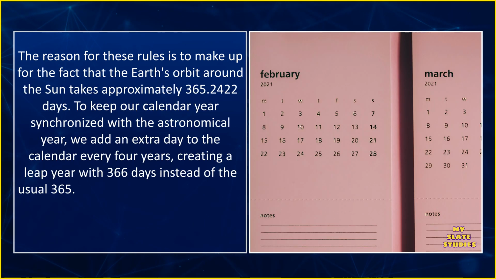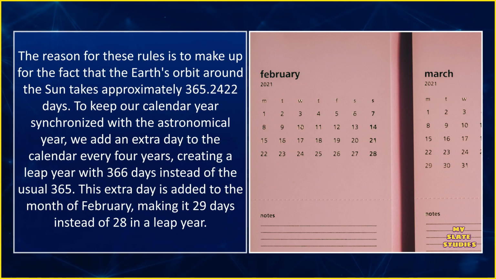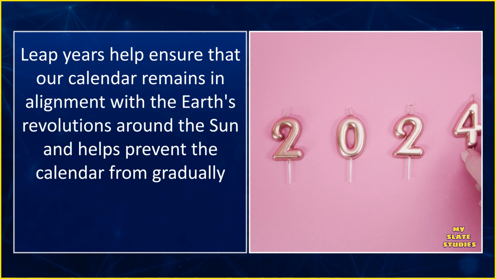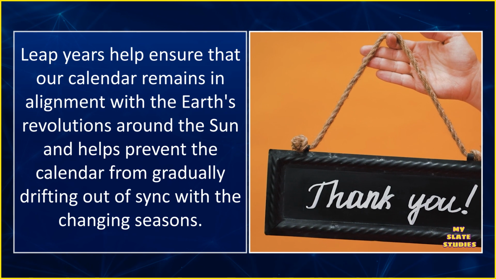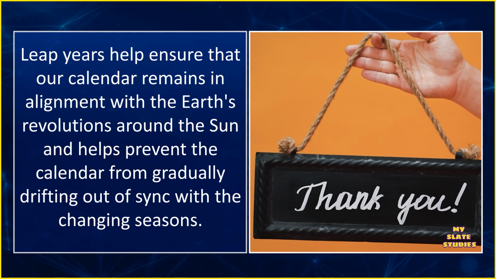This extra day is added to the month of February, making it 29 days instead of 28 in a leap year. Leap years help ensure that our calendar remains in alignment with the Earth's revolutions around the Sun and help prevent the calendar from gradually drifting out of sync with the changing seasons.